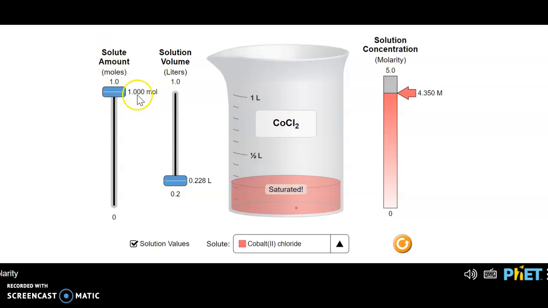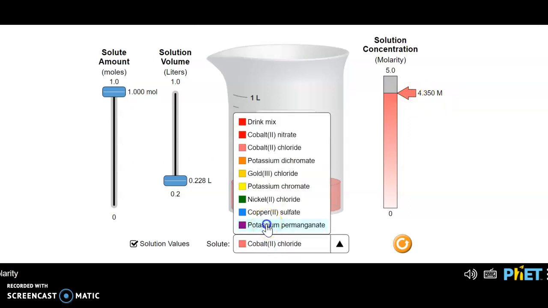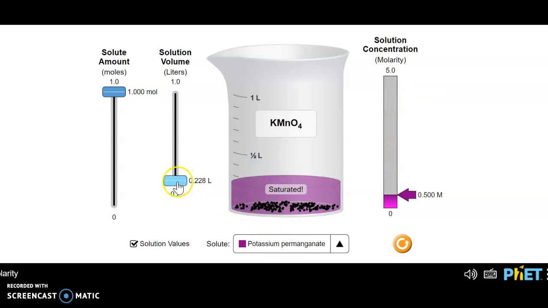So what you do is 1 mole divided by 0.228, and it will give you the molarity here. So this does the calculation for you on the right-hand side. So 4.35 molar. So there should be 2 decimals on all of them. You'll continue this. Potassium permanganate.